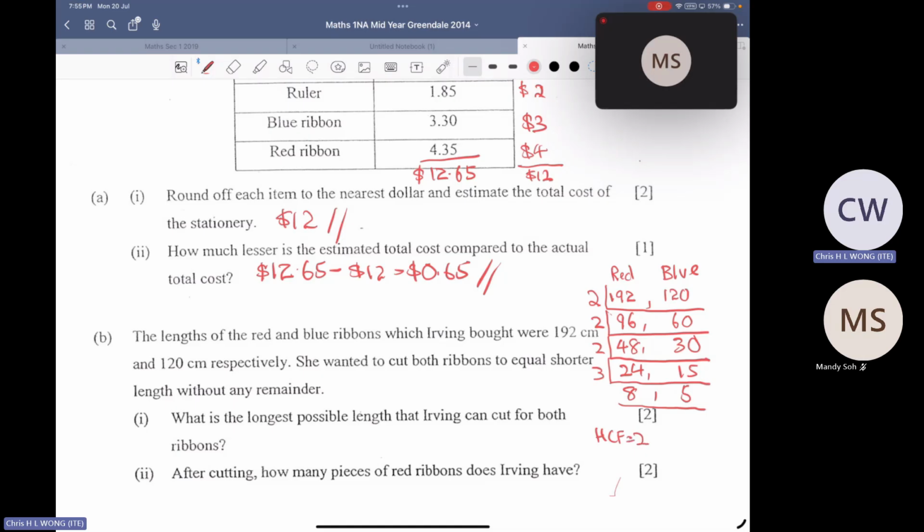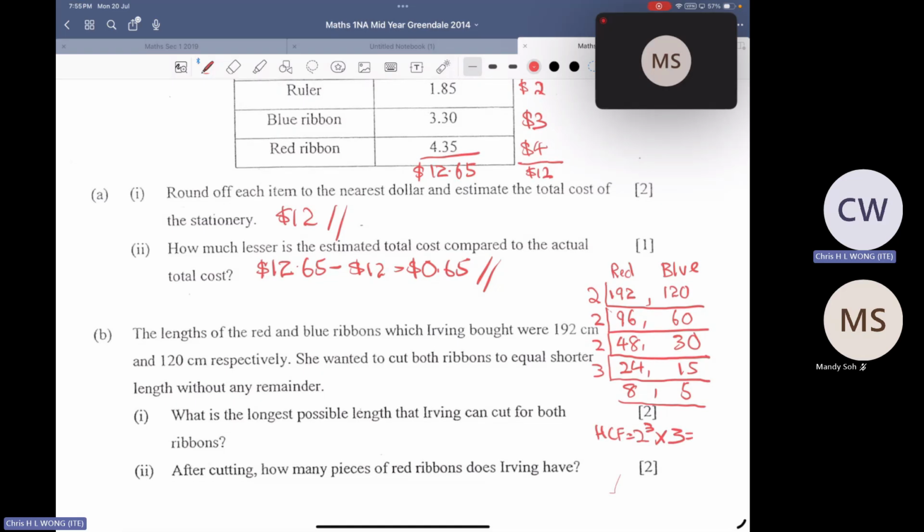2 to the power of 3 times 3, right? 2 times 2, 4. 4 times 2, 8. 8 times 3, 24. Equals to 24. Now look at the question. What is the longest possible length that the oven can cut both of them? Answer is 24. Because this one is cm. So the answer at the end is cm. So answer is 24 cm. Cut both 24 cm. Every one 24 cm, you have no remainder. So this is the largest length.